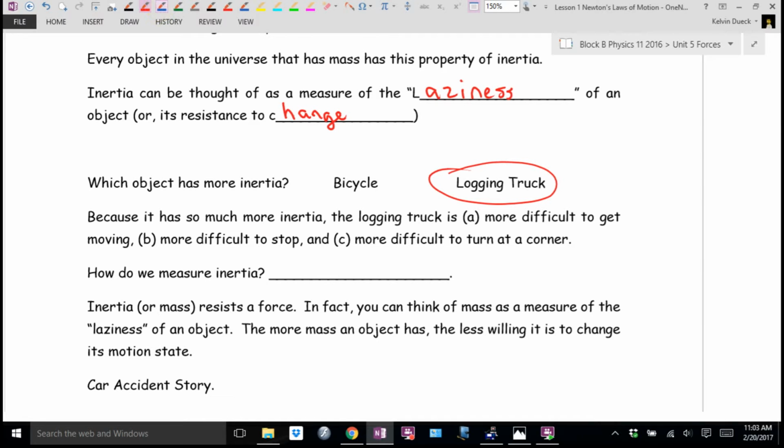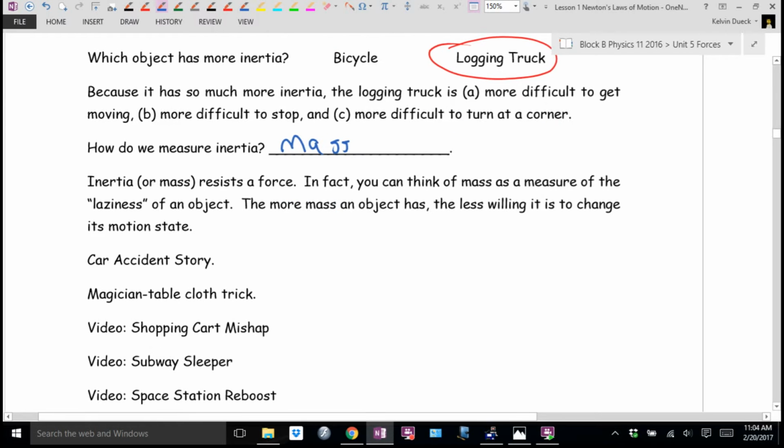How do we measure inertia? Mass. That's technically not true. Technically, mass and inertia are the same when we're not going at relativistic speeds. I fibbed to you a little bit last unit. I taught you that as objects speed up, their mass increases. What's really changing is their inertia is increasing. The amount of energy required and force required to get them to move is what's increasing. I didn't say that last unit.